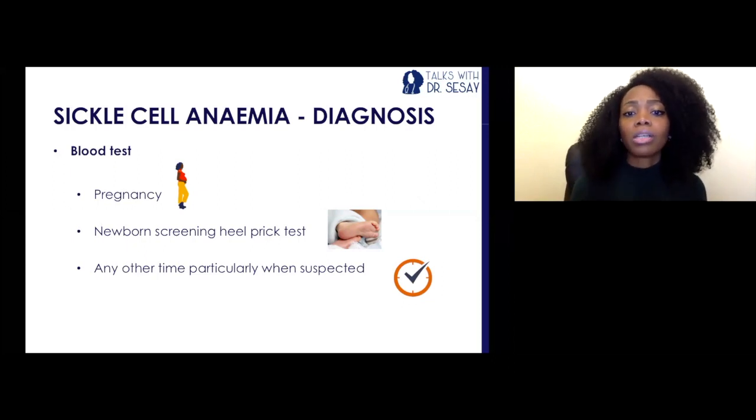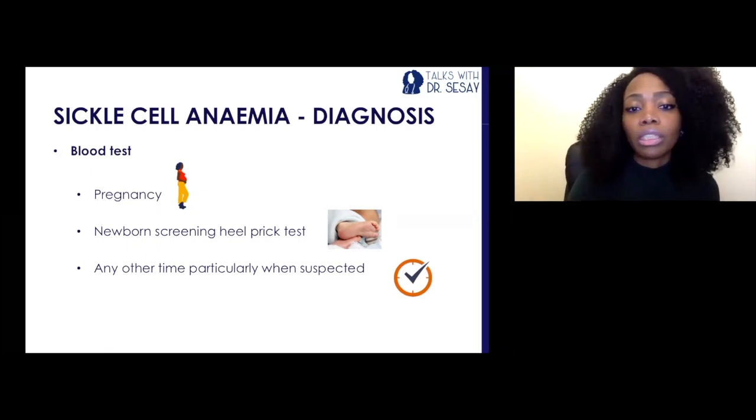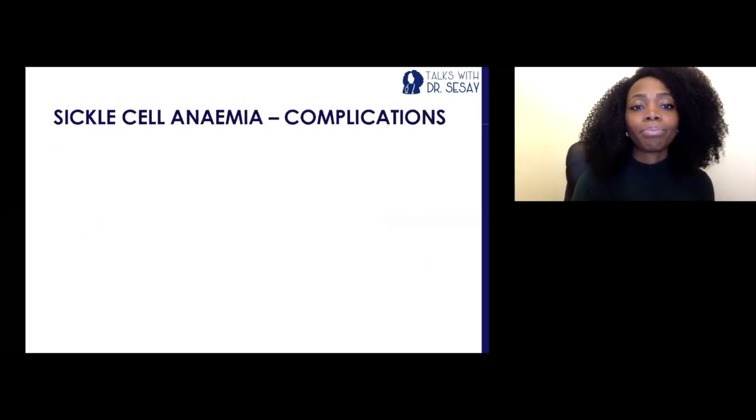So if someone is constantly coming in with symptoms and presentations as though they may have sickle cell anemia, then they would do the blood test at that point. Or again, if you're curious to know what your status is, you can just go and visit your doctor and ask to have a blood test done.